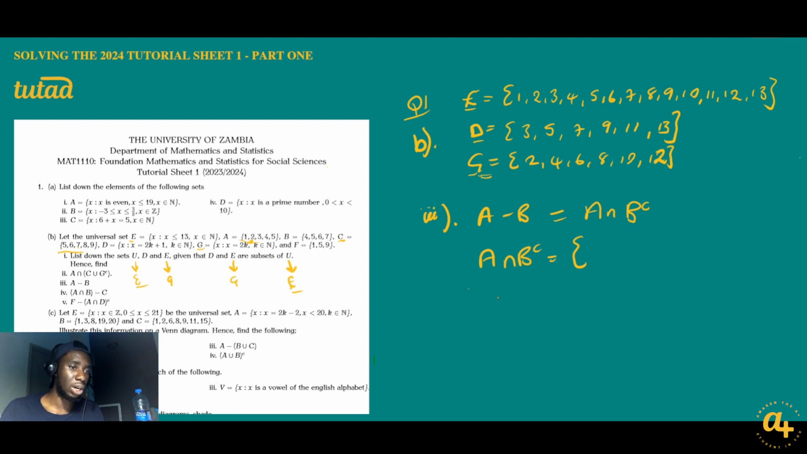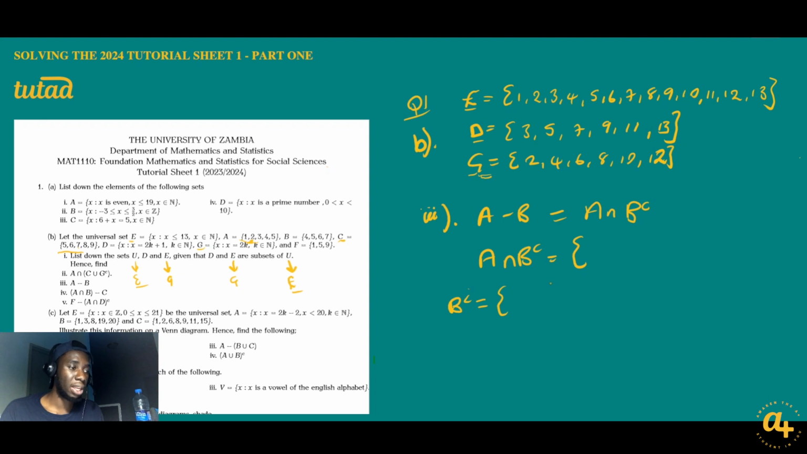So now let's look at A here. A we have 1, 2, 3, 4, 5, and B we have 4, 5, 6, 7. What we do not know at this point is what B complement is. We know what A is, we know what set B is, but we do not know what B complement is. So let's find B complement.